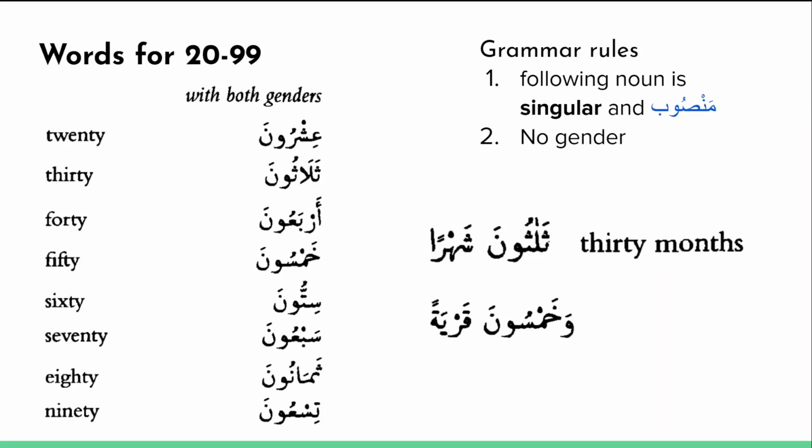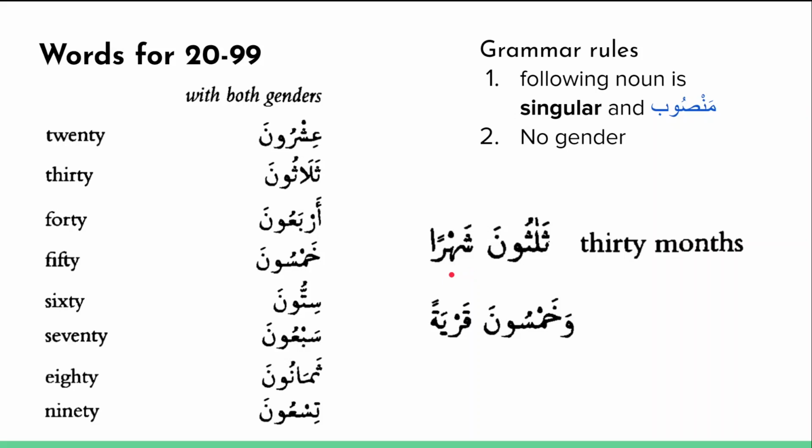Thank goodness. Thank God. So regardless of the next word, we just have to use the same form of the number. So we can take a look at a couple of examples. 30 months, ثلاثون شهرا.